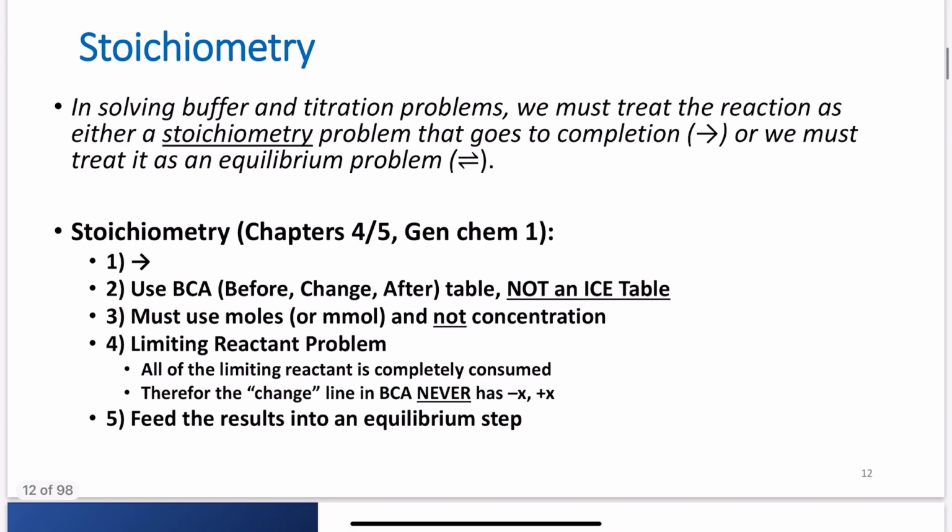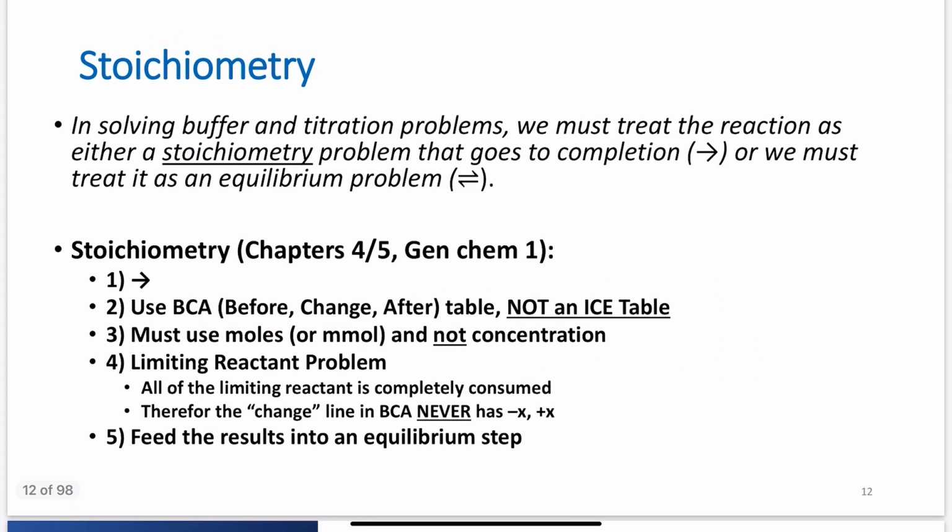So first, stoichiometry. When we're solving buffer and titration problems, we need to treat the reaction as either a stoichiometry problem that goes to completion or an equilibrium problem. Stoichiometry problem, Gen Chem 1. We've got a single-headed arrow. This is going to be your neutralization reaction.